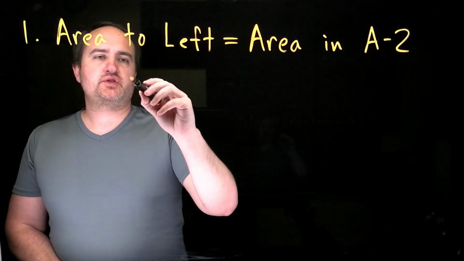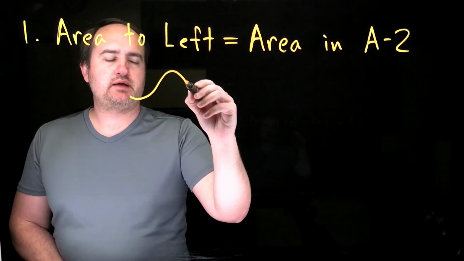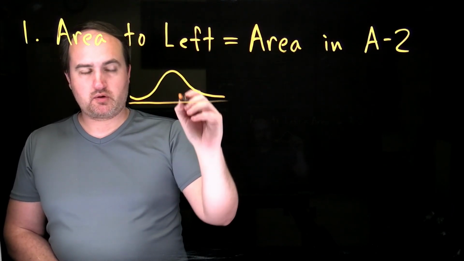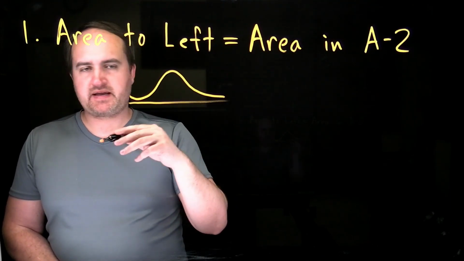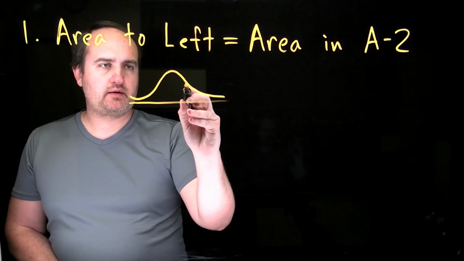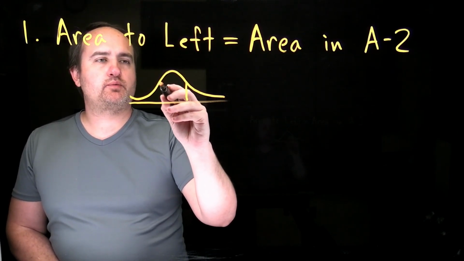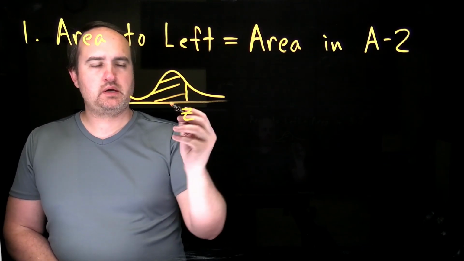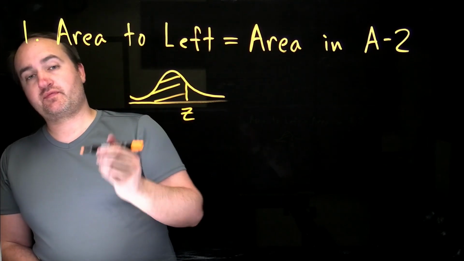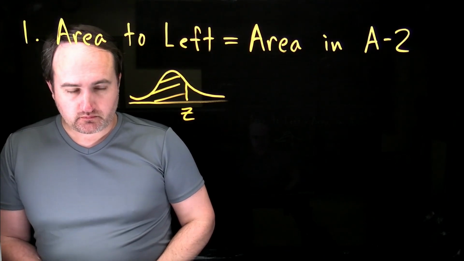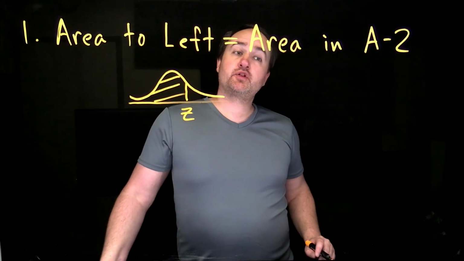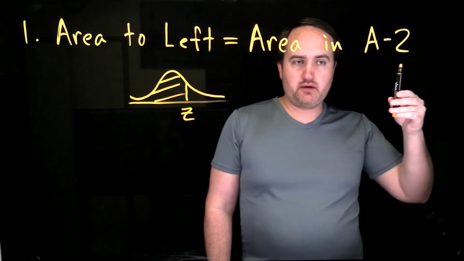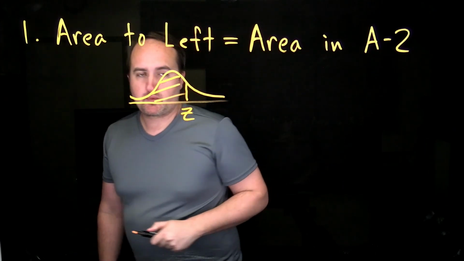For the area to the left, we just have this standard picture where we have a standard normal curve, and our z-score doesn't have to be negative or positive. It doesn't matter. What's important is that we're finding the area to the left. So here's our z-score, and we're finding the area to the left of that z-score. As long as it's the area to the left or below or less than a z-score, that's just the area in table A2. So you just look it up the way we did.